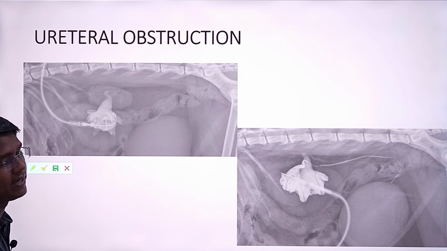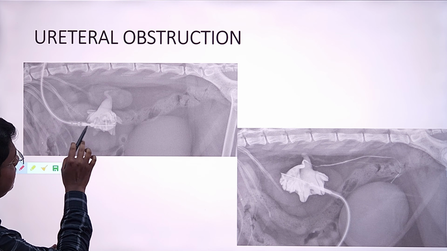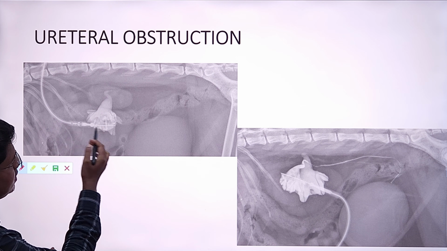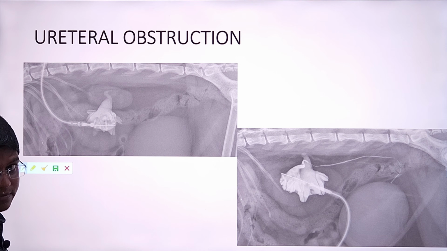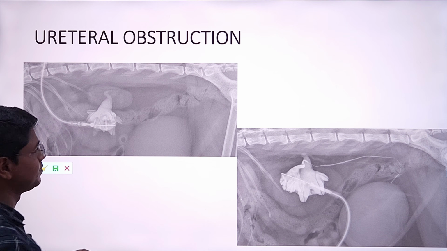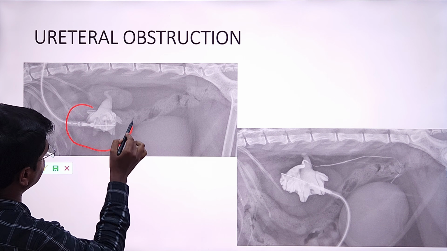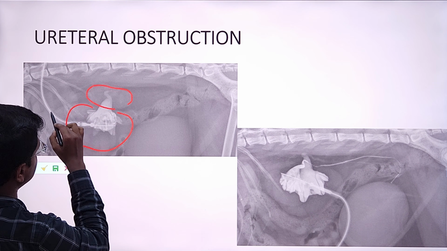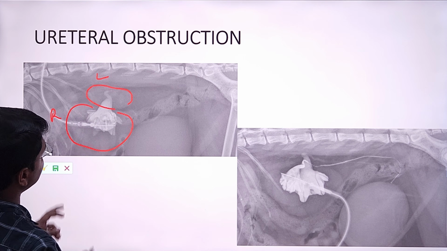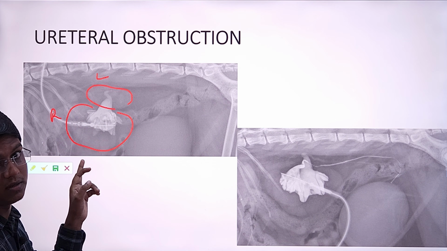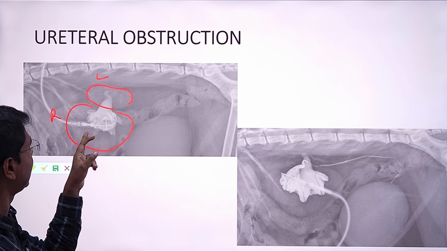I told you about antegrade ultrasound guided urography. This is the method. You see there is a needle which has been inserted into the kidney pelvis, ultrasound guided. Then the contrast agent has been given. See these two kidneys. Here is one kidney, here is another kidney. This is the right kidney, this is the left kidney. First of all, the antegrade urography has been done for the right kidney.